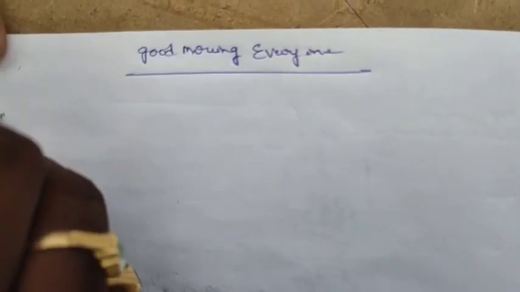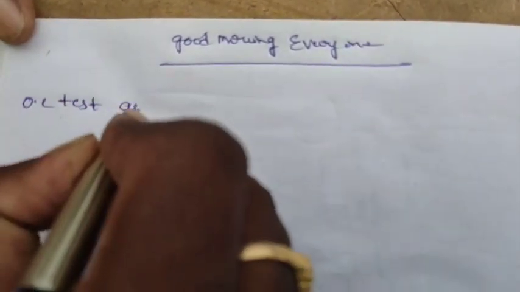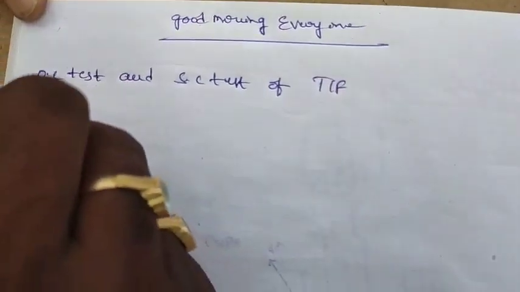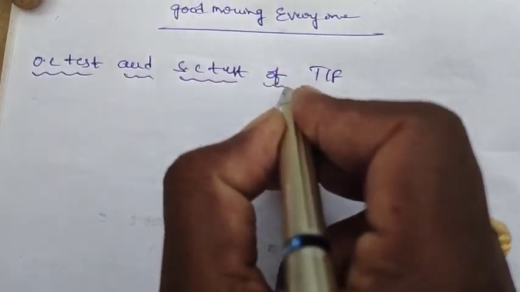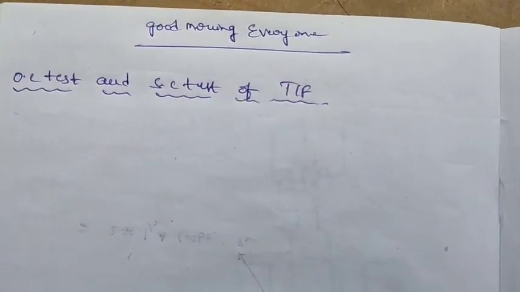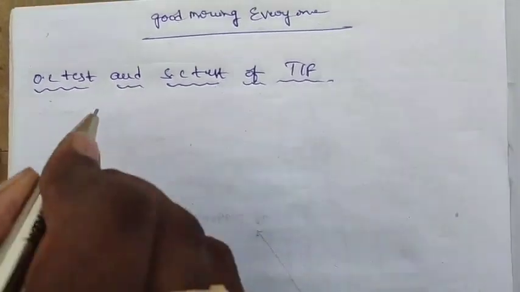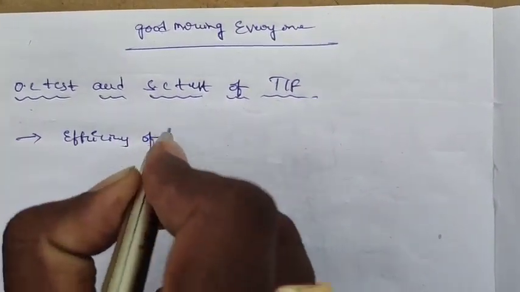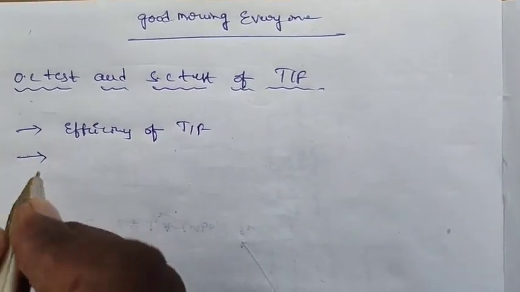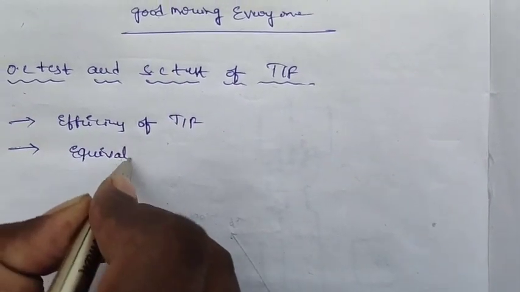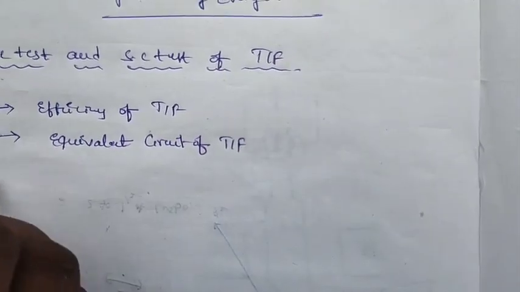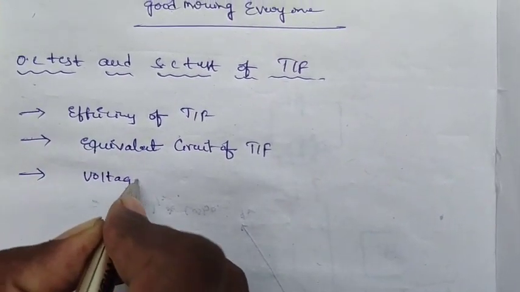So good morning everyone. Today we discuss the OC test and SC test of a transformer. The purpose of the OC and SC test is to determine the efficiency of the transformer, the equivalent circuit of the transformer, and the voltage regulation of the transformer.